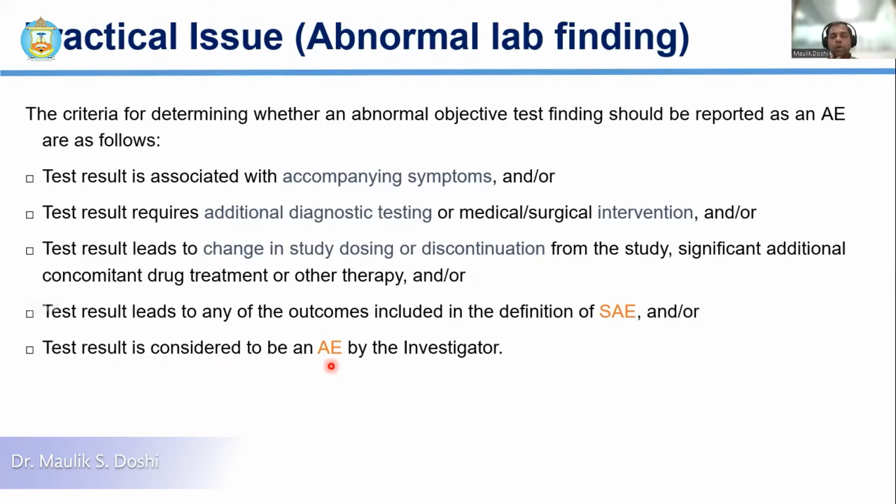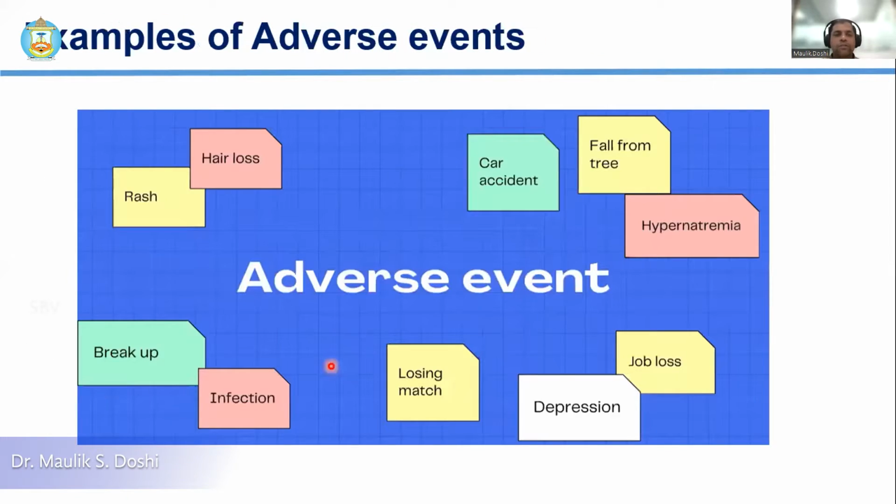So I hope now you all understand what is medical history, what is adverse event, what is treatment emergent adverse event. Let's try to understand some other part. There are several examples I have given. Rash, what do you say? Is rash a symptom or a disease? Anybody? It's a symptom. Hair loss, will you consider this an adverse event? Yes, sir, it's also a symptom. What about car accident?